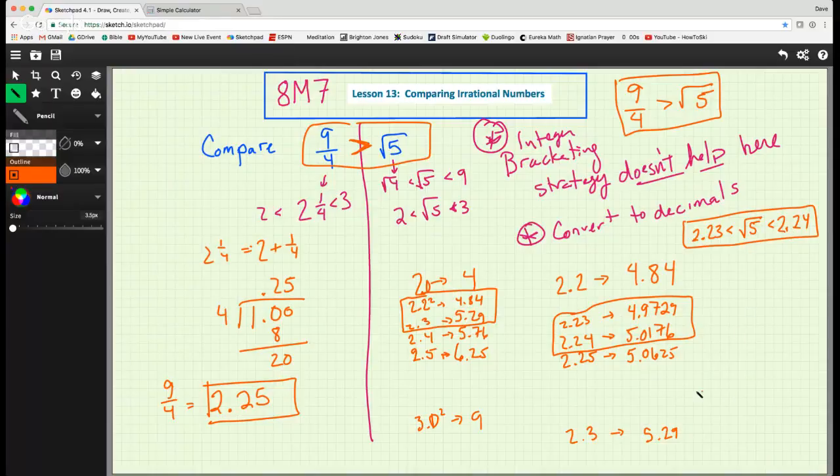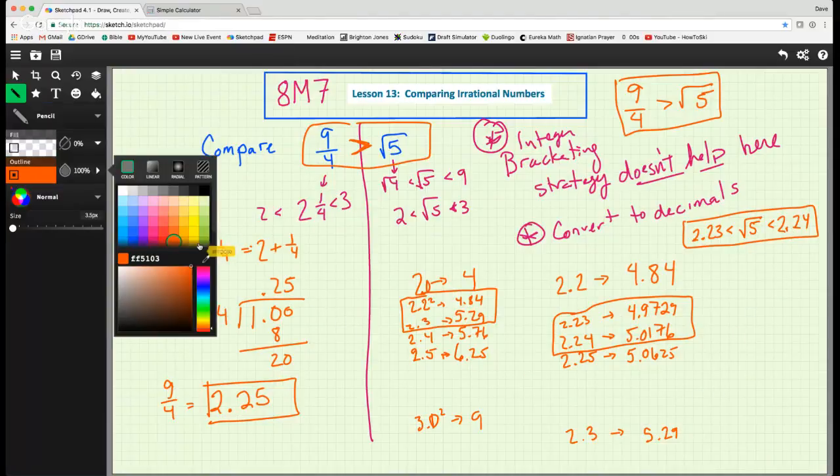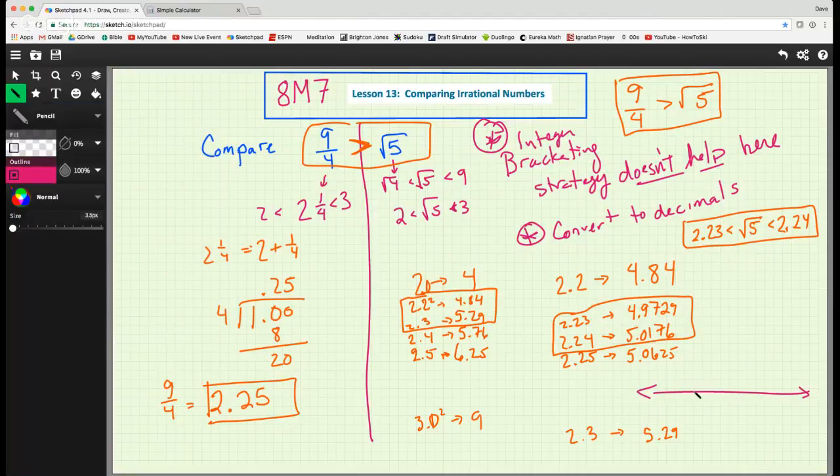So if I put these on a number line, another way to look at this, which we can do now, this would be 2, and then we call this 2.23, 2.24, and 2.25. This is 9/4 right here, and the square root of 5 would be between 2.24 and 2.23. So 9/4 is bigger than the square root of 5.